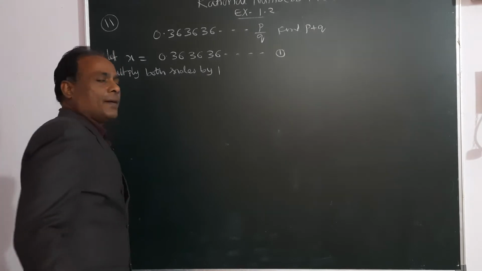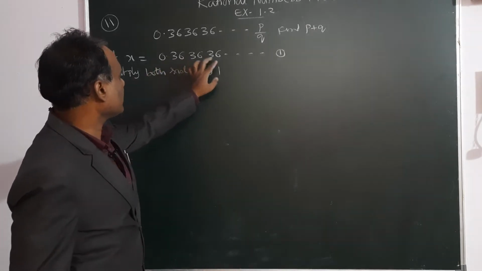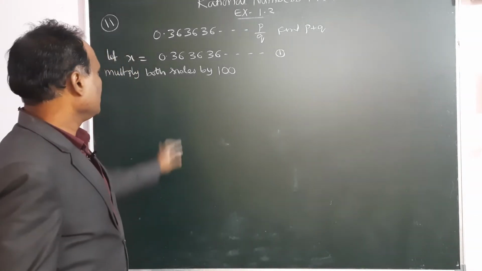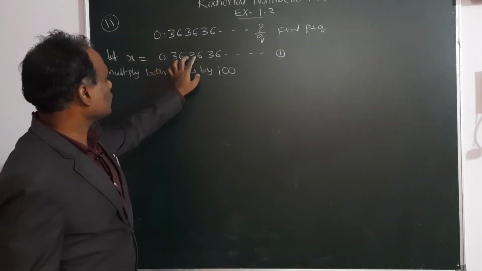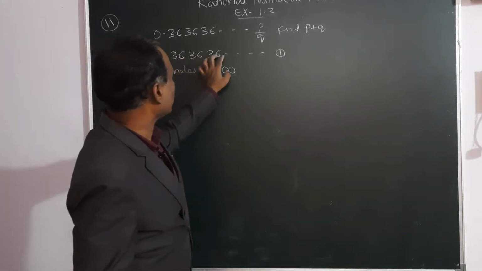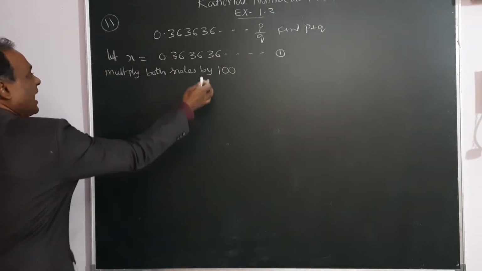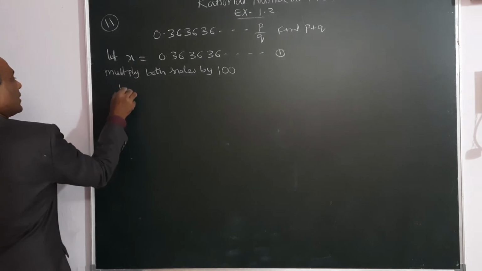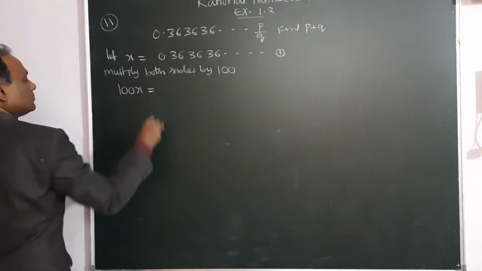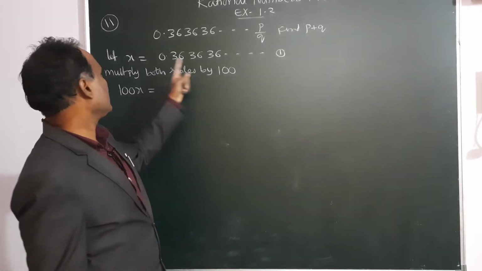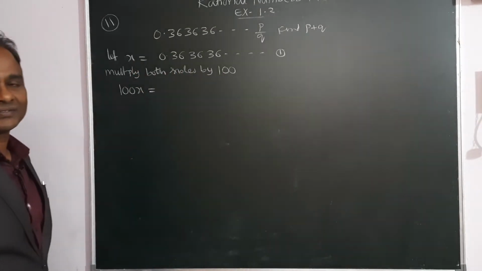How many numbers are repeating? Two numbers are repeating, so two zeros. The periodicity is 2 because 2 numbers are repeated. So multiply both sides with 100: 100 into x, 100x.